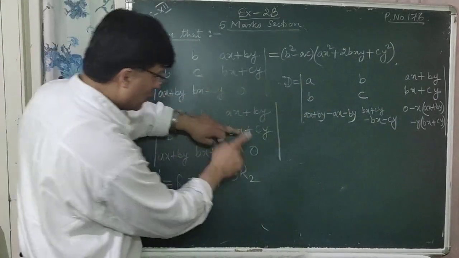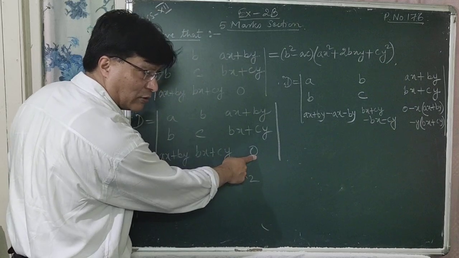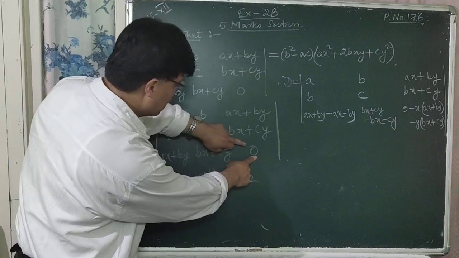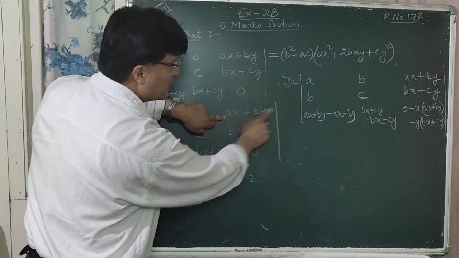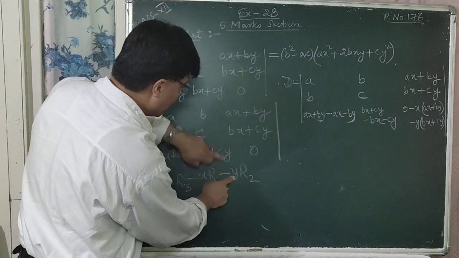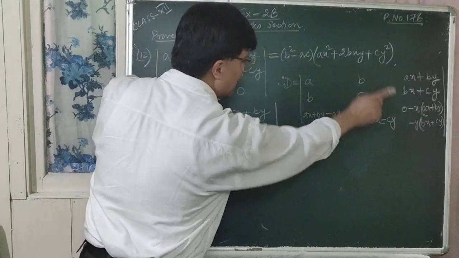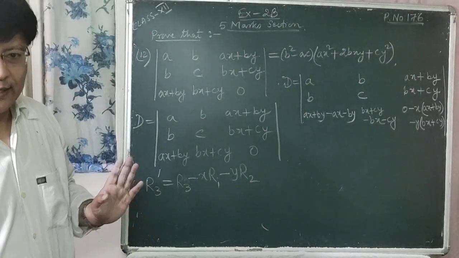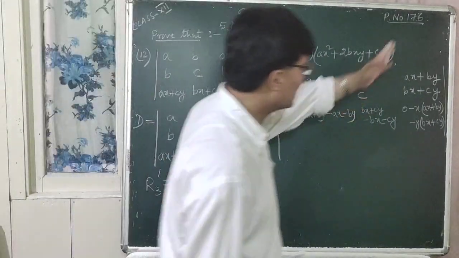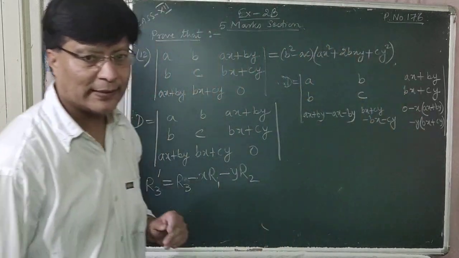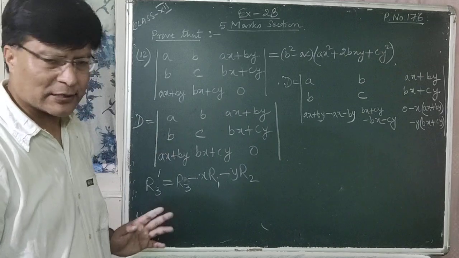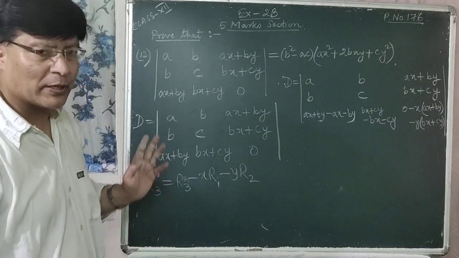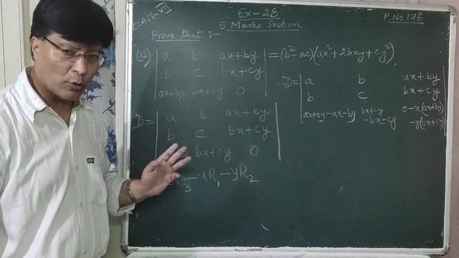Right? Now what will be the new third element of the new third row? That is 0. 0 minus x into R1 means x into ax plus by is there. Minus y into this is bx plus cy is there. Is that clear now? So here determinant sign is closed already. Right? So I think I have understood it. But you have to practice it at home. Okay? You have to practice it at home.